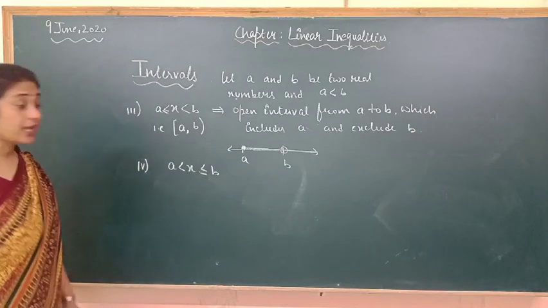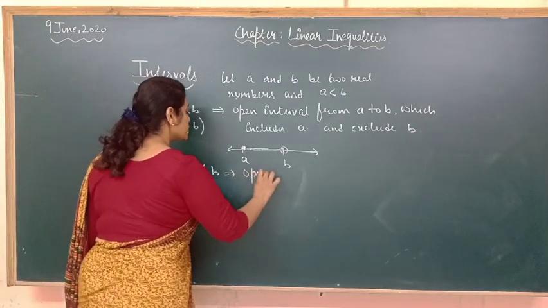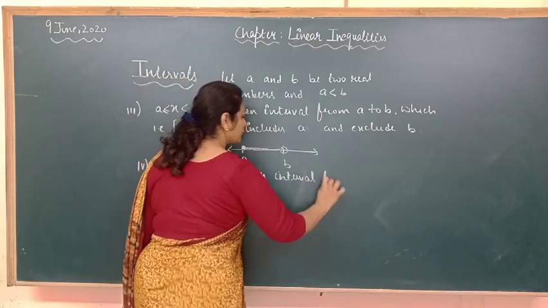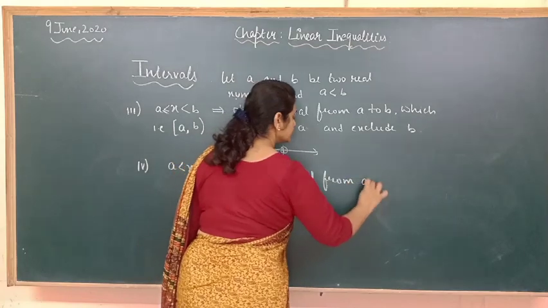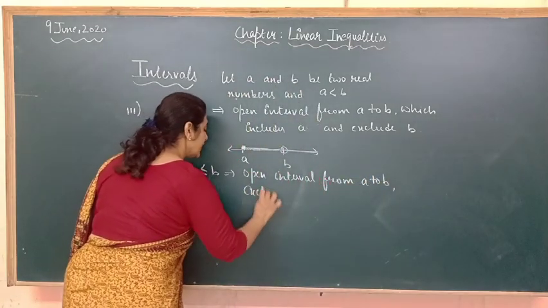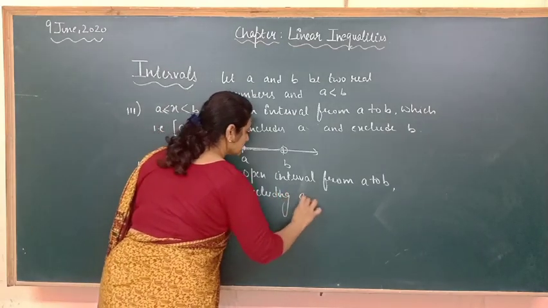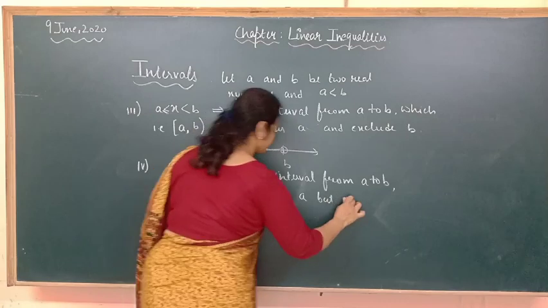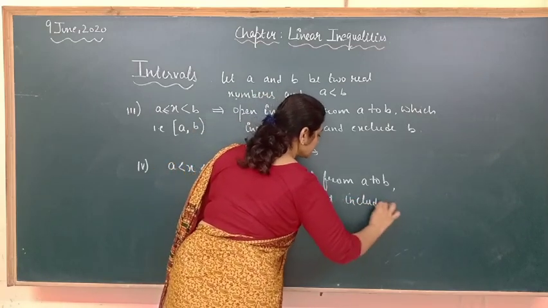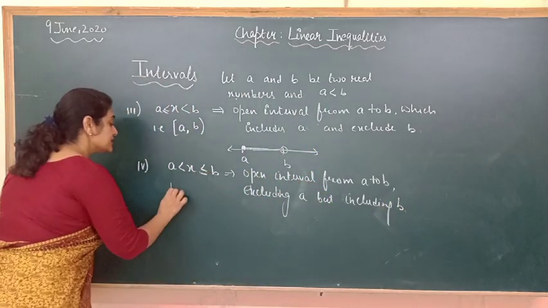X is greater than A but less than or equal to B. It means open interval from A to B, excluding A, but including B. And how do I represent it in interval?